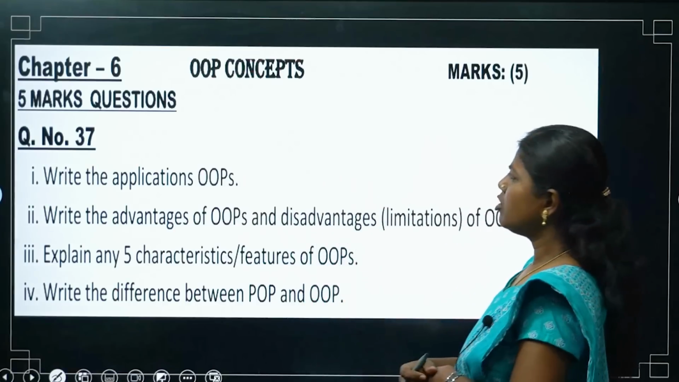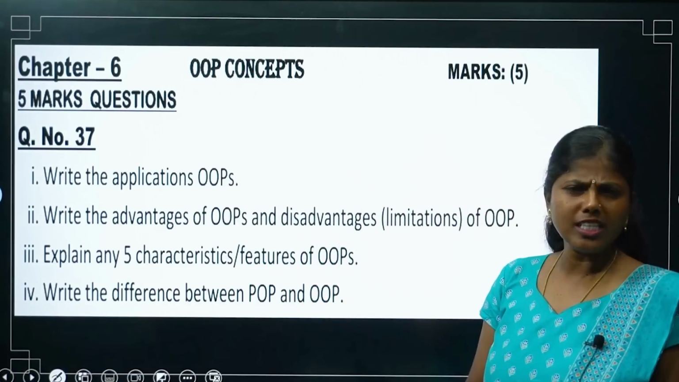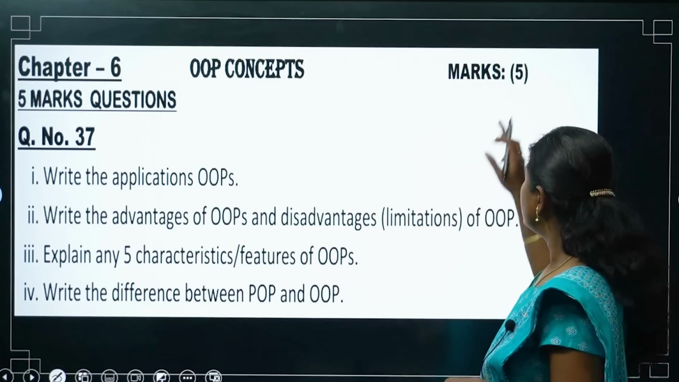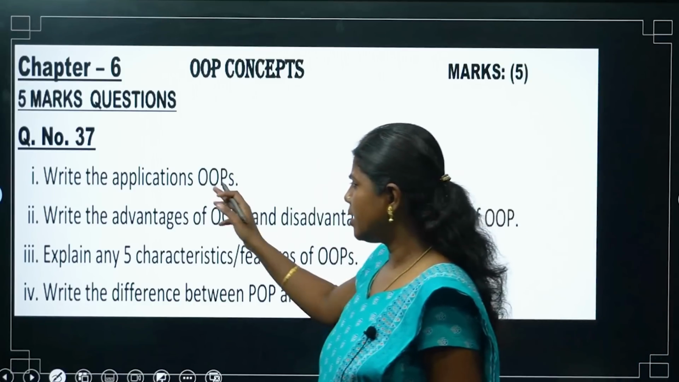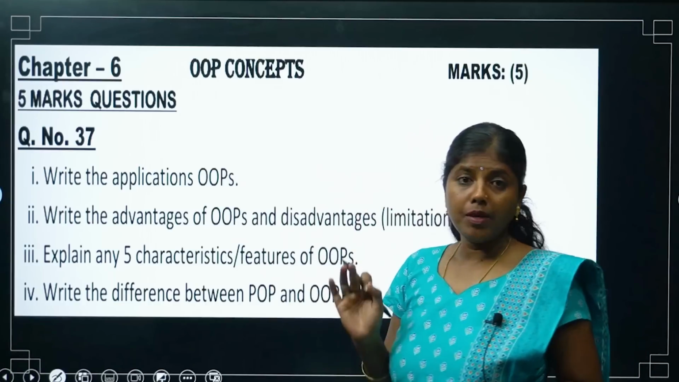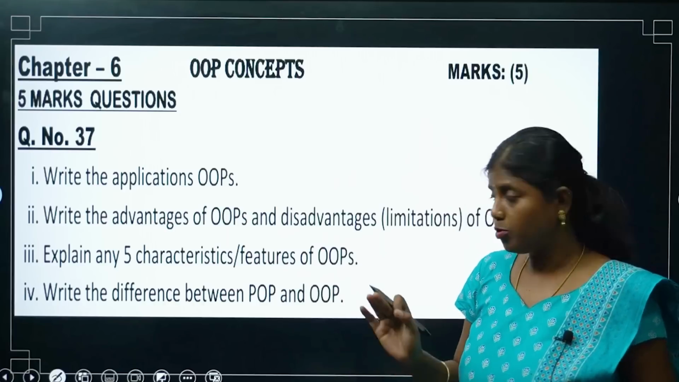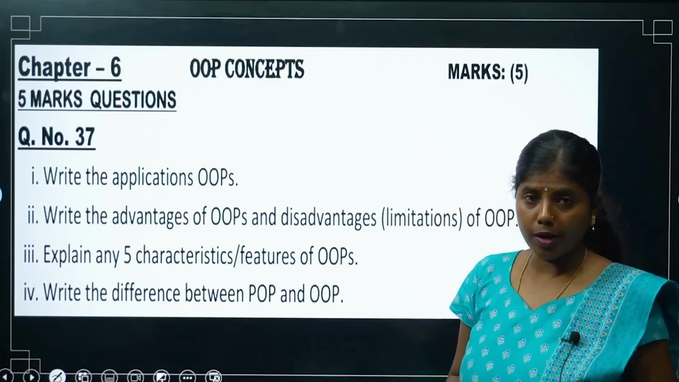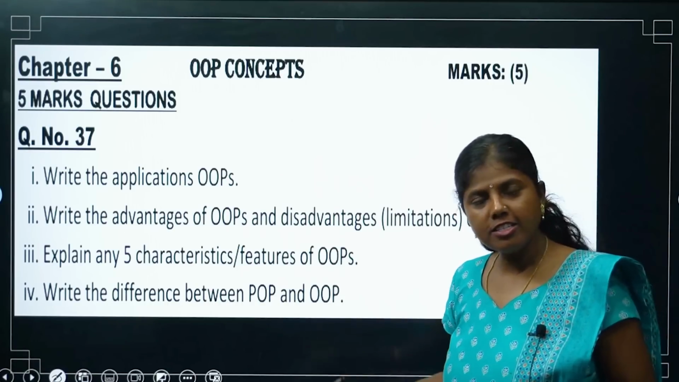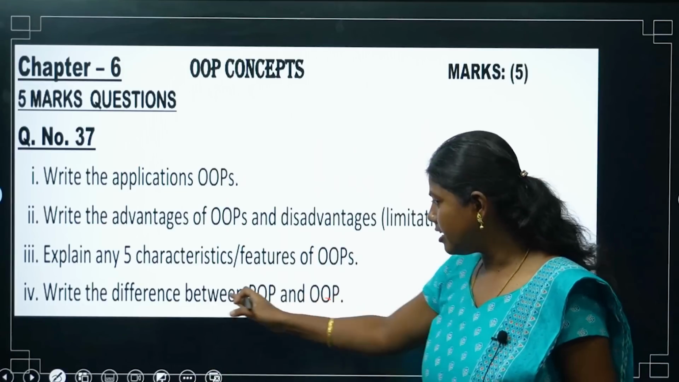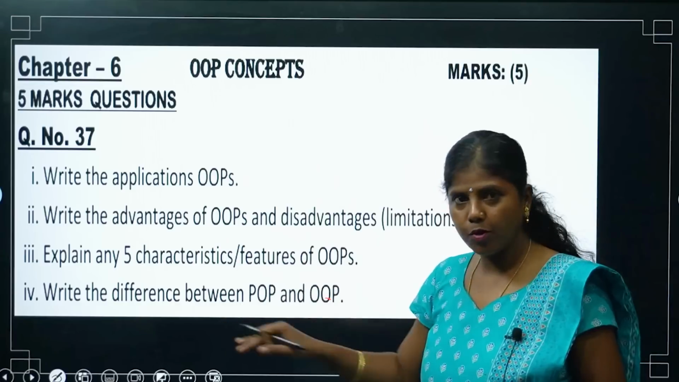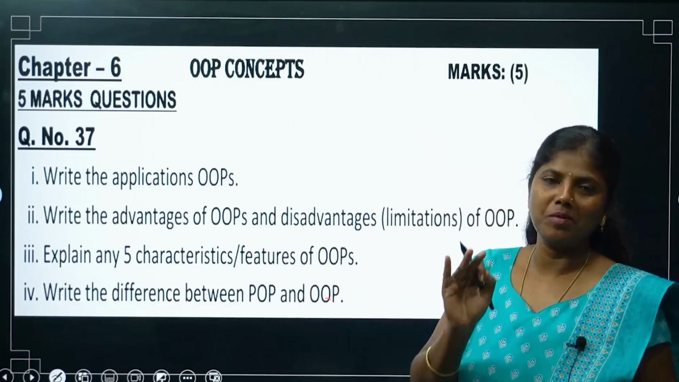Next we have the OOP concepts, students, a very, very important chapter. You cannot afford to leave this chapter. You are definitely going to get a question, a 5 marker, either applications, advantages, disadvantages, characteristics of OOP, or the difference between POP and OOP, that is procedure oriented programming and object oriented programming. If you don't know anything, at least you can say the characteristics: inheritance is there, inheritance is not there, data encapsulation is there, data encapsulation is not there, polymorphism is there, polymorphism is not there. In the worst case scenario, I'm telling you this.